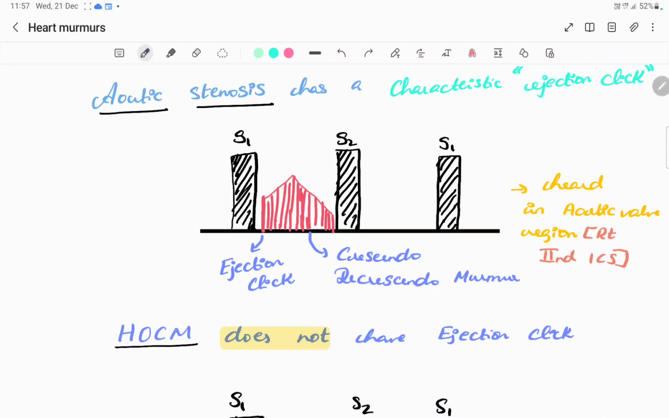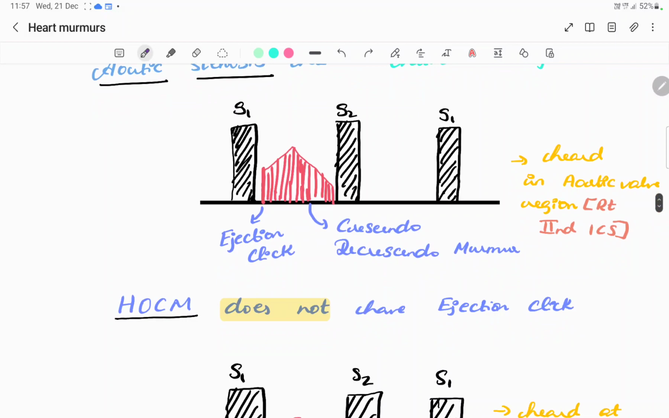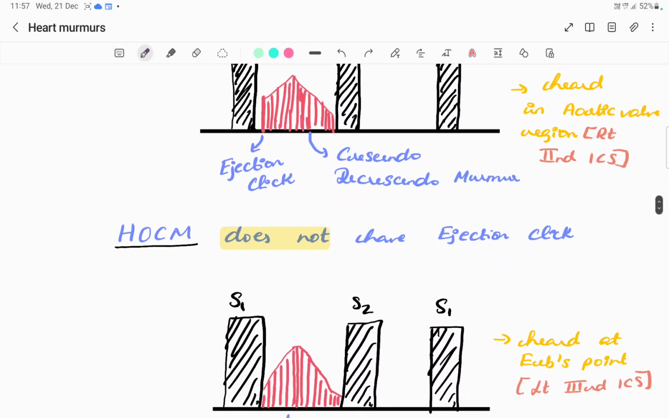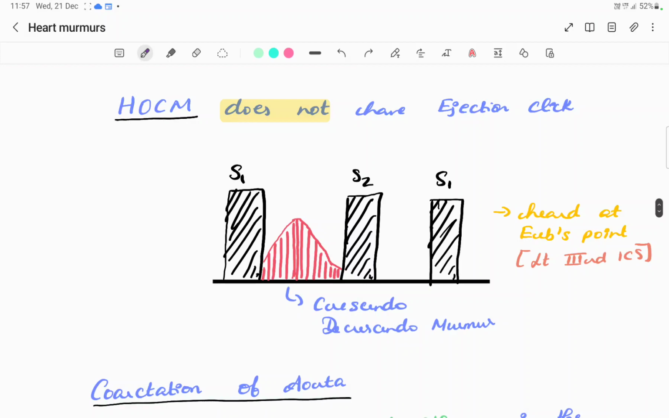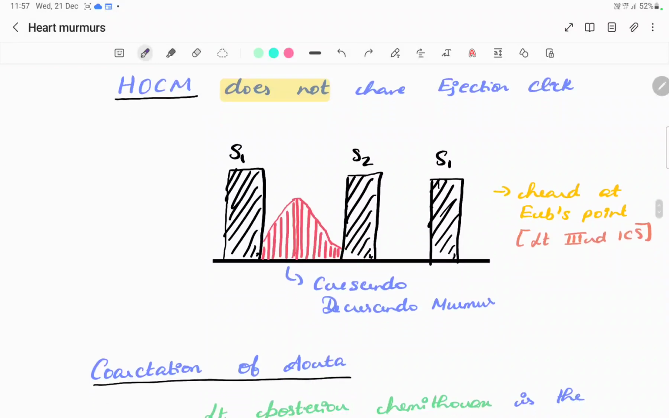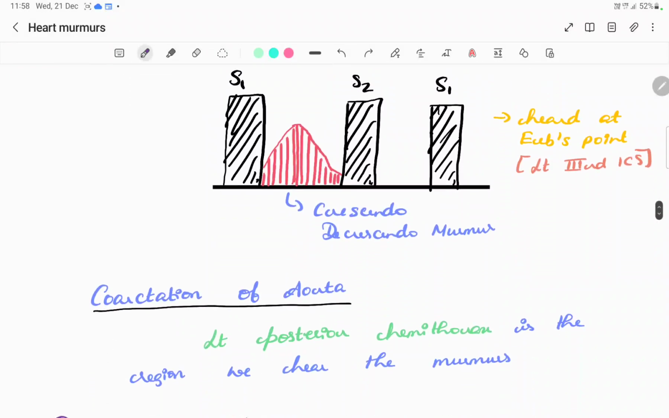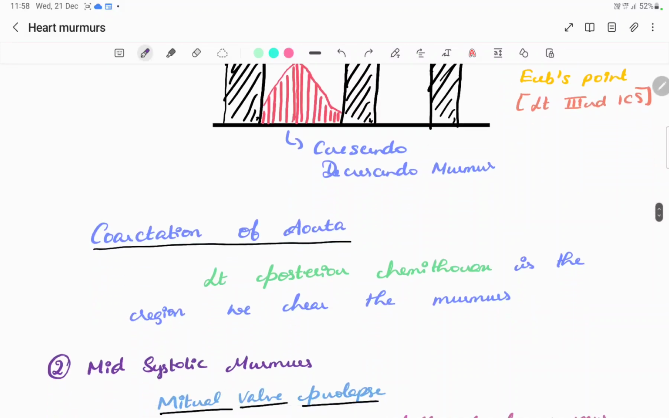So there'll be an increase in the volume, and then slowly it's going to come down. This is heard in the aortic valve region, because it is aortic stenosis, in the right second intercostal space. Next one is hypertrophic obstructive cardiomyopathy that does not have an ejection click, but it also is a crescendo-decrescendo murmur, and that is heard in Erb's point, which is the left third intercostal space.